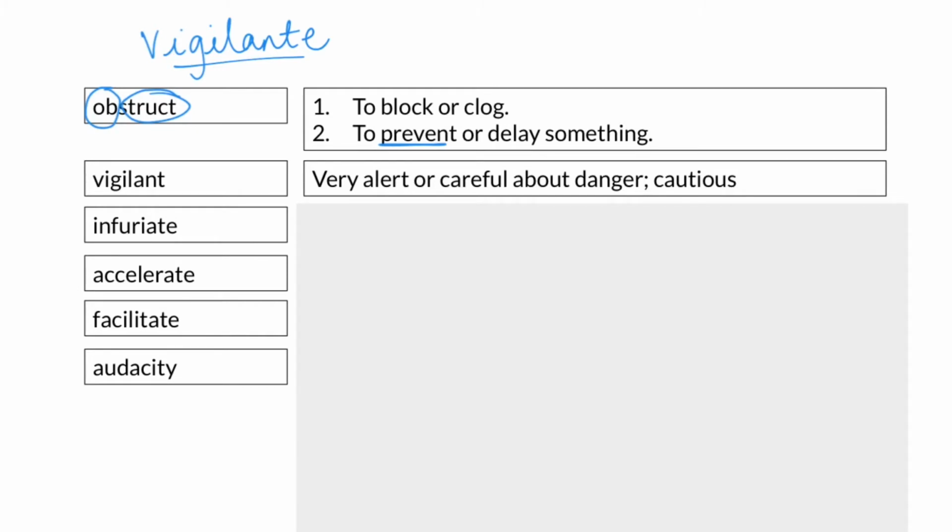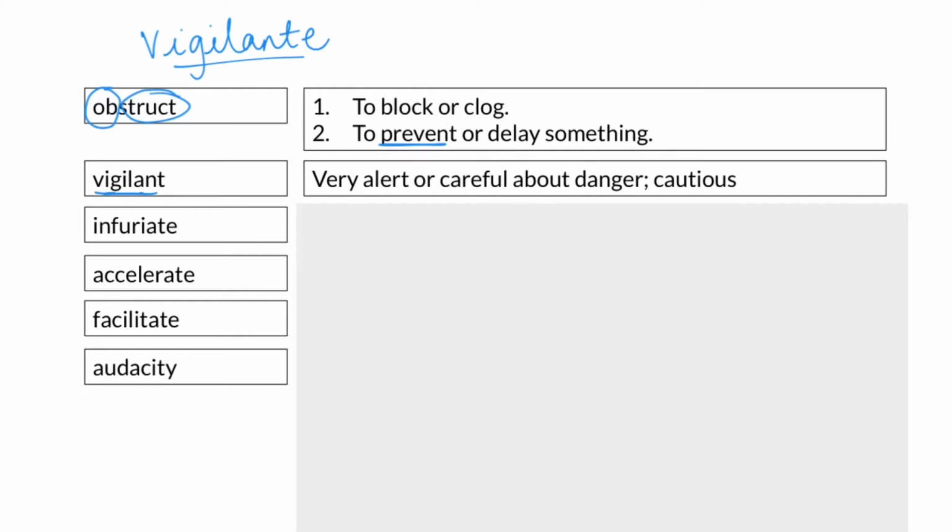So in a way, they are being vigilant as well. They are being careful about dangers, but sometimes in a film you'll hear them called that in a critical, a derogatory way, not a nice way, because perhaps they have destroyed some property in the process and people are getting sick of it. Next up, we have to infuriate.